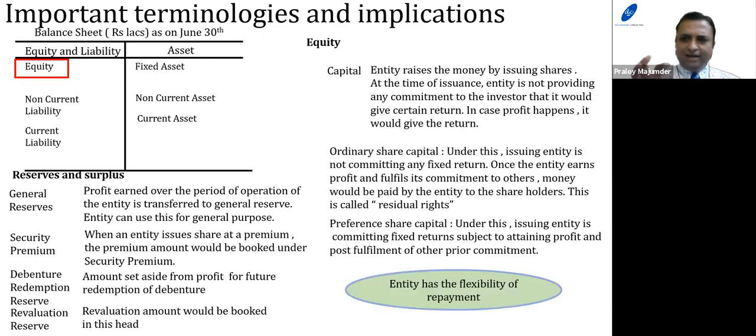Now, what does equity and reserves and surplus mean? Equity means capital plus reserves and surplus. It means that the entity has got the flexibility of repayment. So if it does not earn profit, it will not make the payment. It is no firm commitment. So it has the flexibility of repayment.